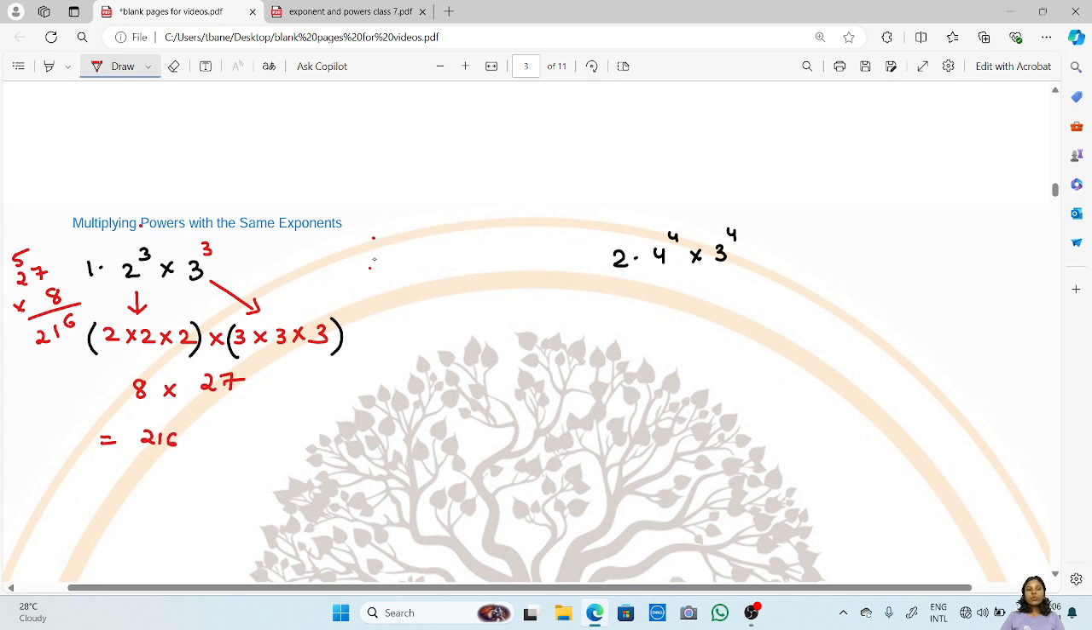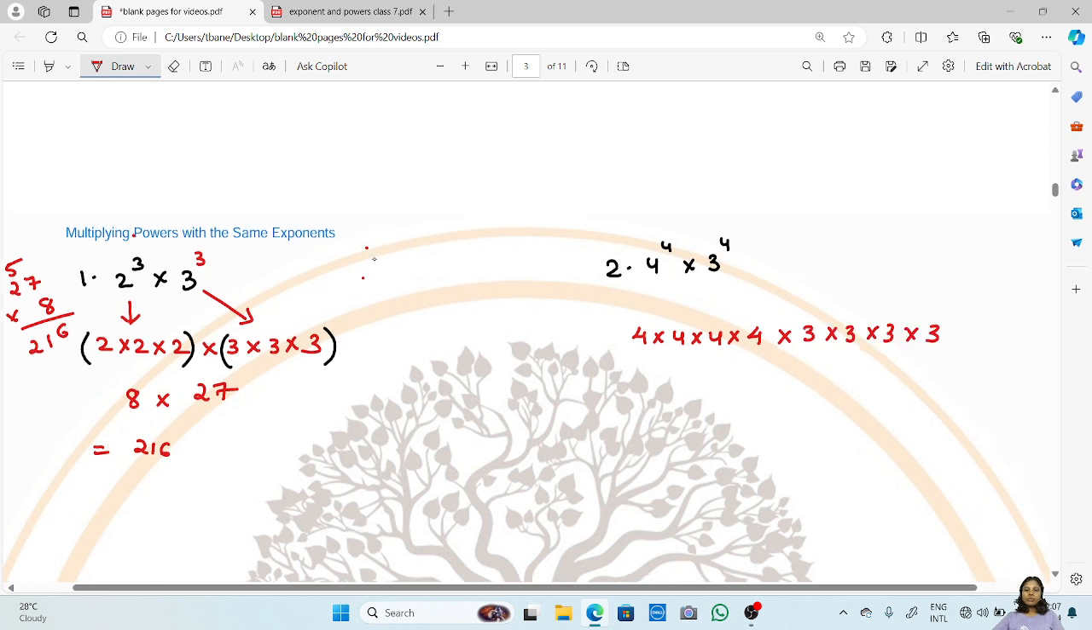So in this case, what we do? We open up the powers and we find their values. Same way we'll do here. This is 4 into 4 into 4 into 4 into 3. So here also same way we have to do and find the final answer.